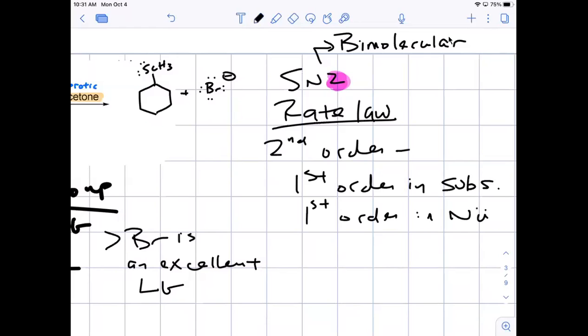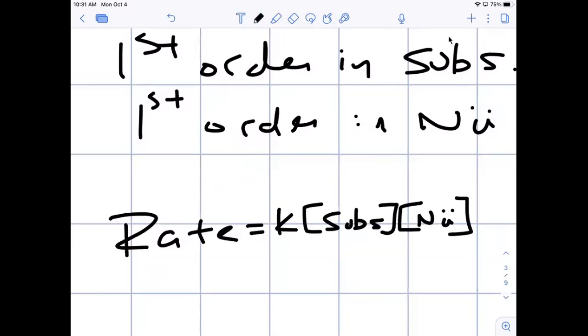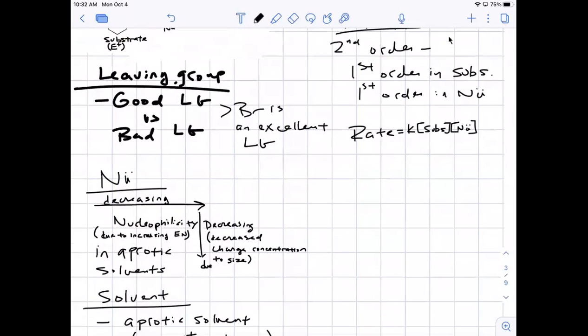So the rate law is going to look like this. Rate is equal to the rate constant k times the nucleophile concentration and the substrate concentration. Both the substrate and the nucleophile are involved in determining the rate. That's important because with the SN1, the nucleophile is not involved, so it changes, and the conditions that facilitate it also change.